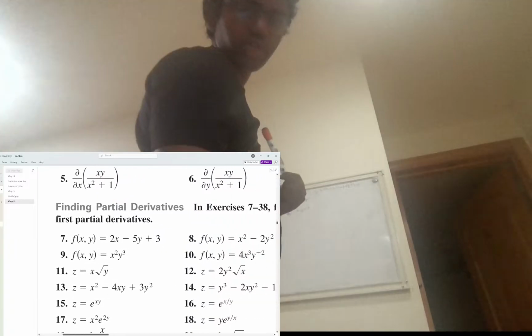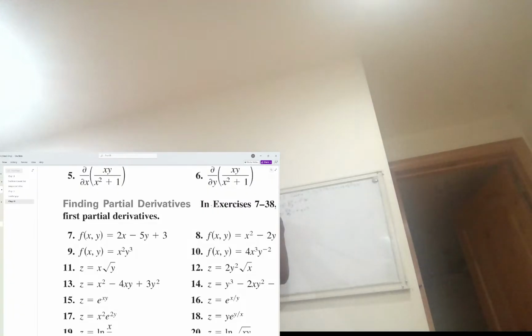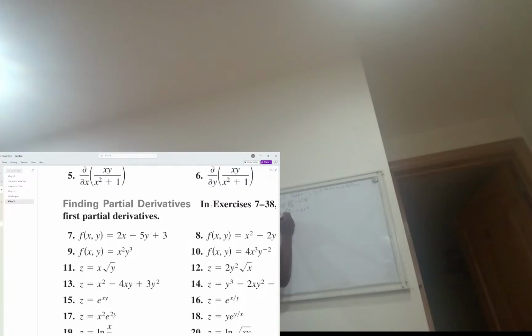Okay, z equals x squared minus 4xy plus 3y squared. So z equals x squared minus 4xy plus 3y squared. dz/dx is equal to 2x minus 4y, whereas dz/dy is going to be just minus 4x plus 6y.